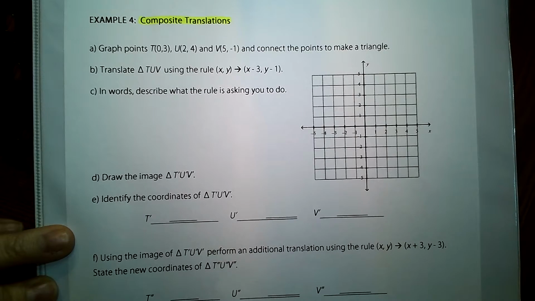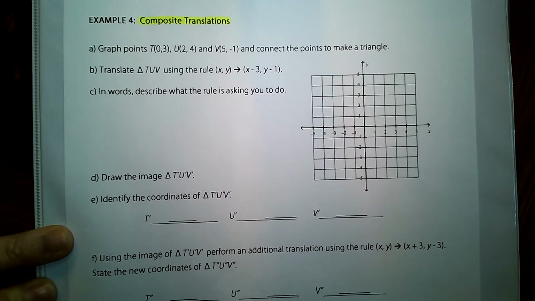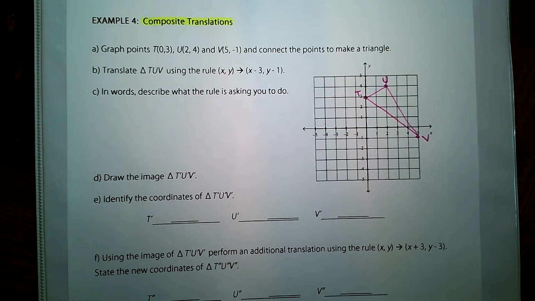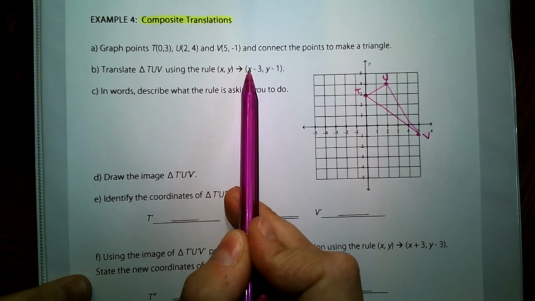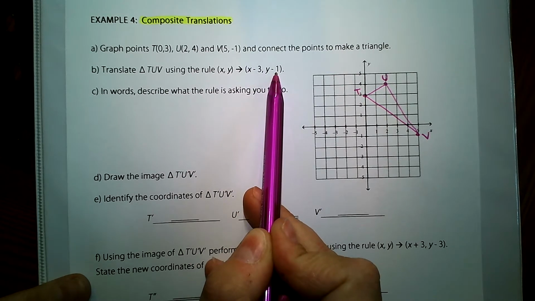Let's start with step A here. Graph the points T, U, and V. Connect the points to make a triangle. Okay, I've completed step A. I've plotted the points to create the triangle. Compare ours together before we move on to the translation. Step B says to translate triangle TUV using the rule. Okay, so using the rule, we want to take every x value and subtract 3. Take every y value and subtract 1.